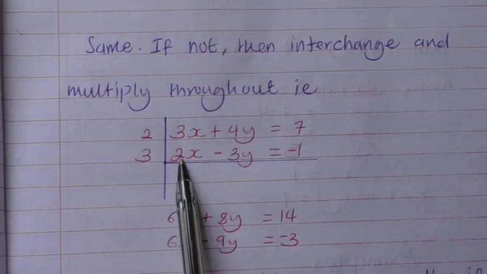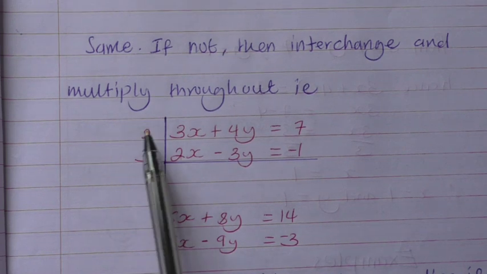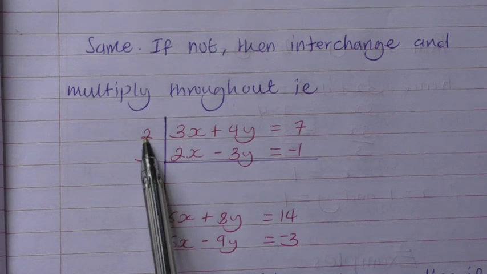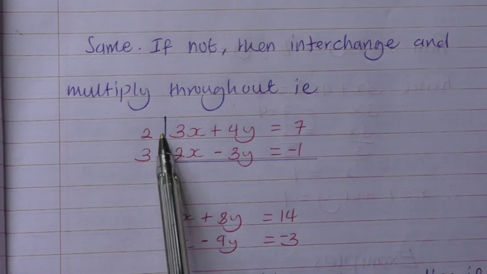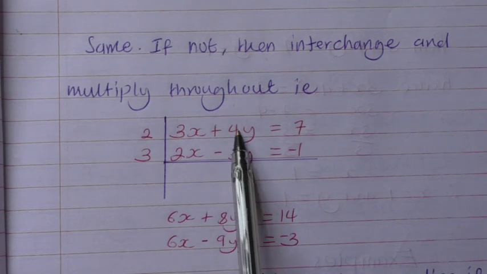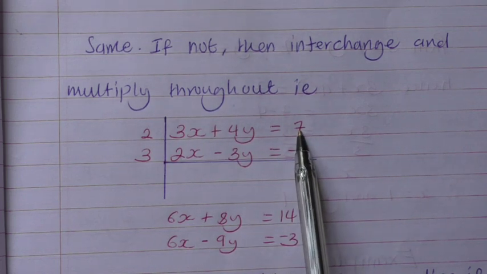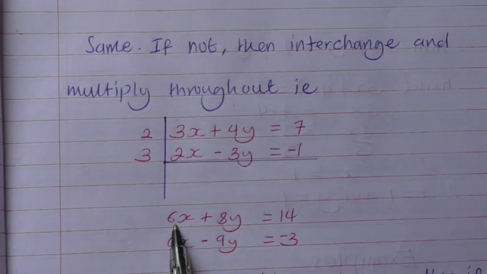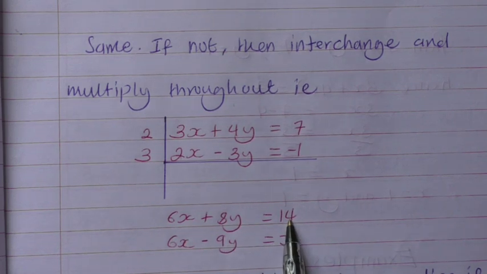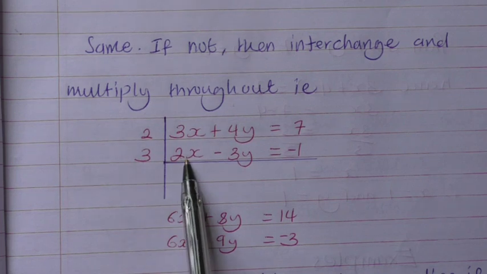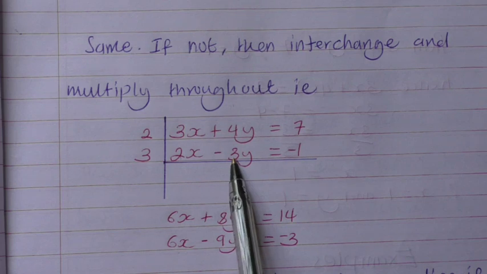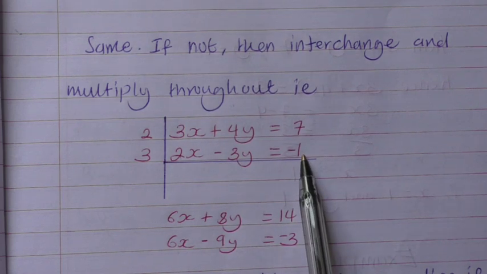So the 2 goes up and the 3 comes down. We interchange the coefficients and multiply through such that we make these ones the same. So 2 by 3 is 6, by 4 is 8, by 7 is 14. So giving us 6x plus 8y equaling to 14. And then the 3 multiplies to give us 6x minus 9y equaling to negative 3.